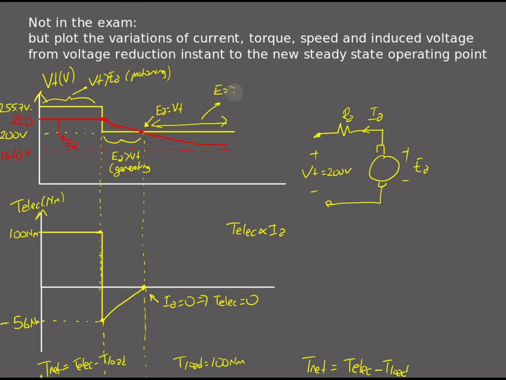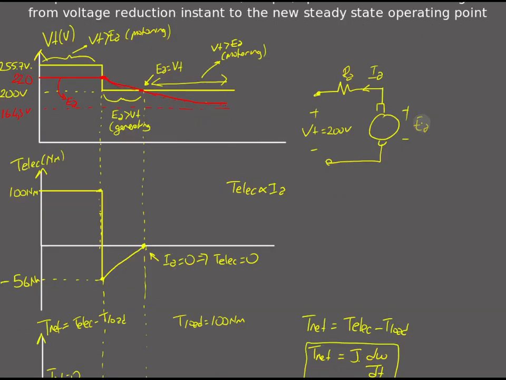So now from that instant to here, VT is still larger than EA, so this is still in the motoring mode. But even if it is in the motoring mode, it will still decelerate until when? Until the current or torque equals 100 Newton meters. As it slows down, IA is equal to VT minus EA divided by RA, and as it slows down, that difference gets bigger.